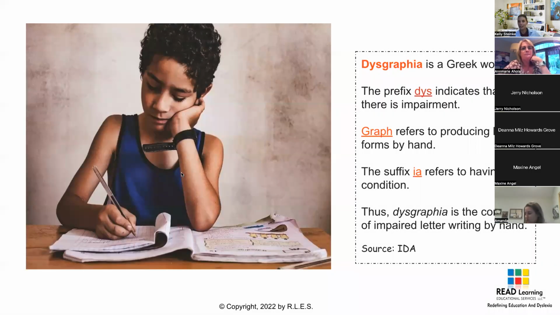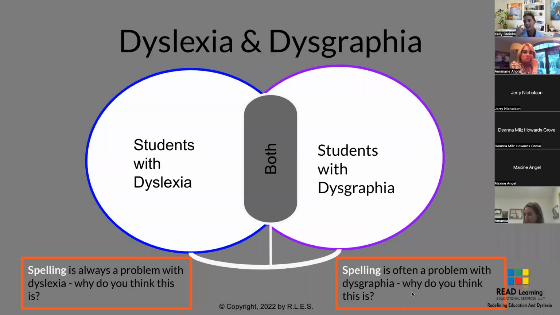Real briefly, let's look at dysgraphia. Just like dyslexia, dysgraphia is a Greek word. When you break these words down, they define themselves. So dys indicates that there is an impairment of some sorts, and graph means writing. So ia is a condition. So difficulty, the condition of difficulty writing is essentially what this means. So it's your writing disability. Whether we call it dysgraphia or not, that's what it is. SLD in writing.